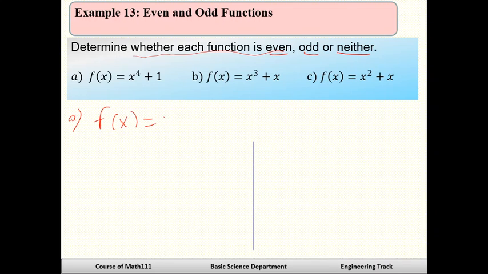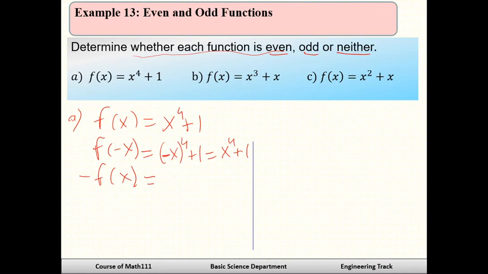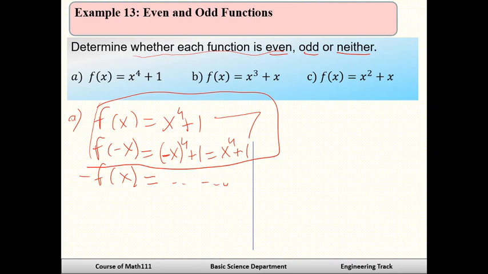Write f of x first. Then write f of minus x. Be careful when you're doing it: x is replaced by minus x, and I will always write it in parentheses. The negative is there, but with the fourth power, it comes back to x to the fourth. Now, minus f of x: before doing the last one, it's better you check these two first. Are they the same? They're the same. So in this case, you say f is even.